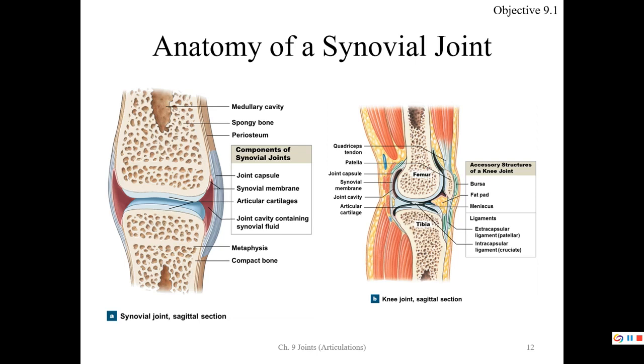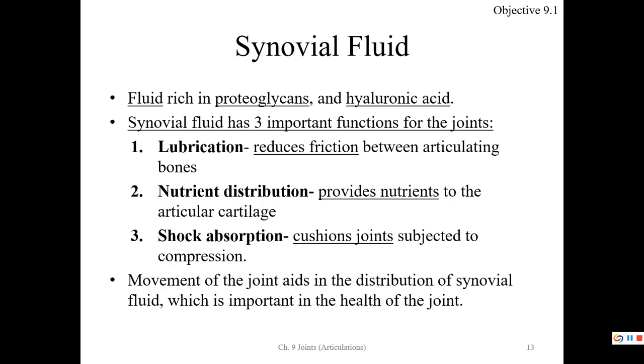There are articular cartilages on the end. It could be more complex if we look at something like a knee joint, where we're going to have other things like bursa sacs and menisci and a variety of other things going on there. Okay. Now, synovial fluid, very rich in proteoglycans and hyaluronic acid. It's going to be a lubricant. One of the big things, it reduces friction between articulated bones. It's going to act as nutrient distribution. So it provides nutrients to the articular cartilage because it is avascular tissue. And it's going to be a shock absorber. It's going to cushion any places where compression is happening.